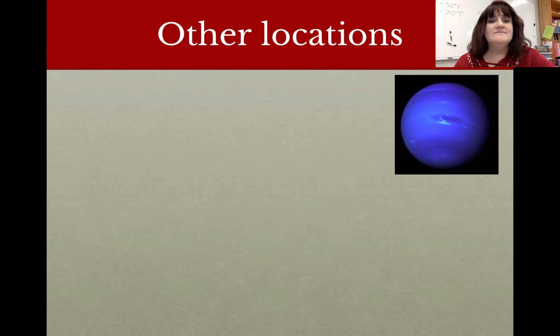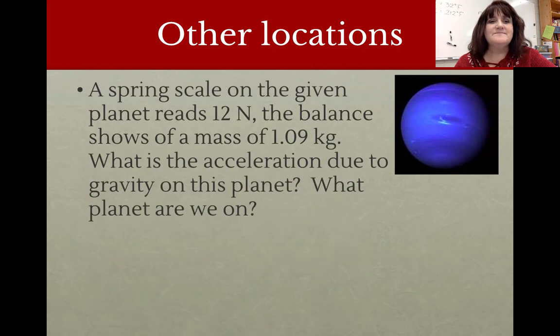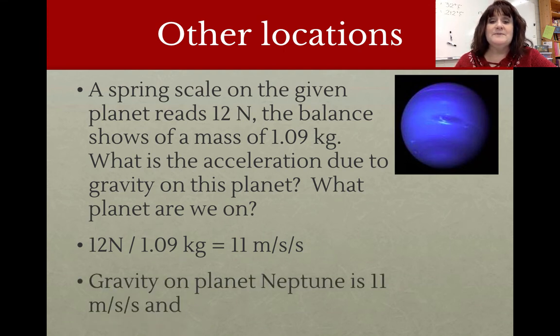Other locations. We're not always going to stay on Earth. A spring scale on a given planet reads 12 newtons. The balance shows a mass of 1.09 kilograms. What is the acceleration due to gravity on this planet, and what planet are we on? Well, you would have to take the force, 12 newtons, divided by the mass, 1.09 kilograms, to get 11 meters per second per second. And a little bit of Googling will give you that we are on Neptune. The planet Neptune has a gravitational field strength of 11 meters per second per second.